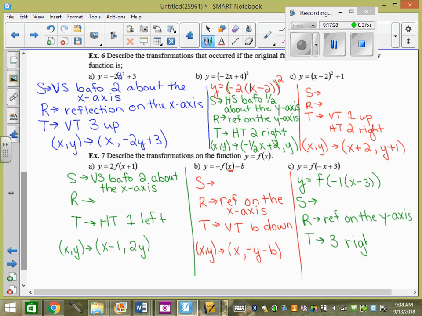What do you think they're going to have as an answer? 3 left, because if you forget to take the negative out. Or also 3 left, because you take the negative out and forget that it goes the opposite direction.